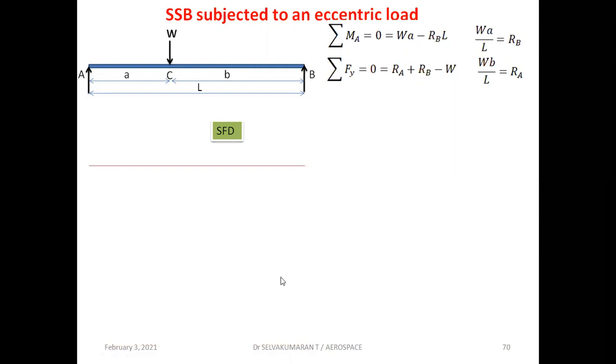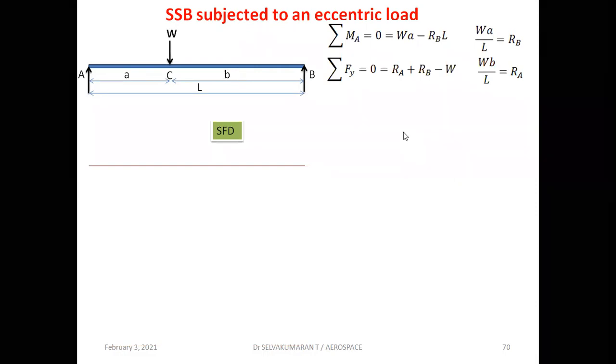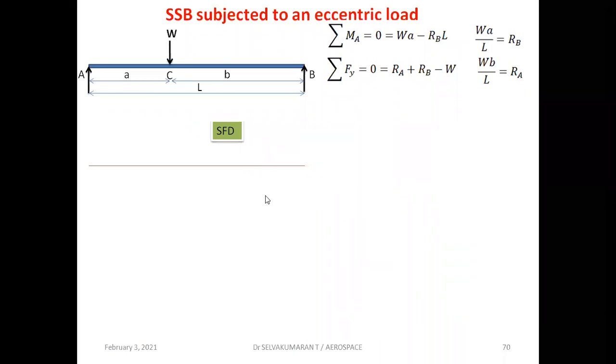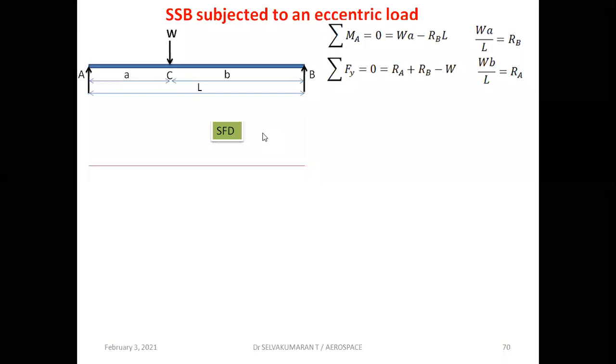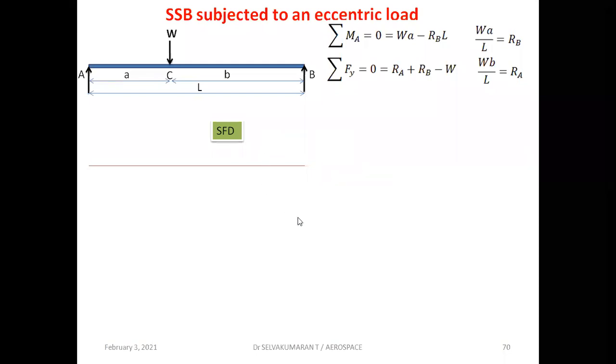So now let us draw the shear force diagram. Since we have obtained the unknown support reaction values RA and RB, this is the baseline or reference line on which the shear force values are 0. On the top we are going to plot the positive values, and at the bottom we are going to plot the negative shear force values. Let us consider a section XX at a distance x from the left hand support.